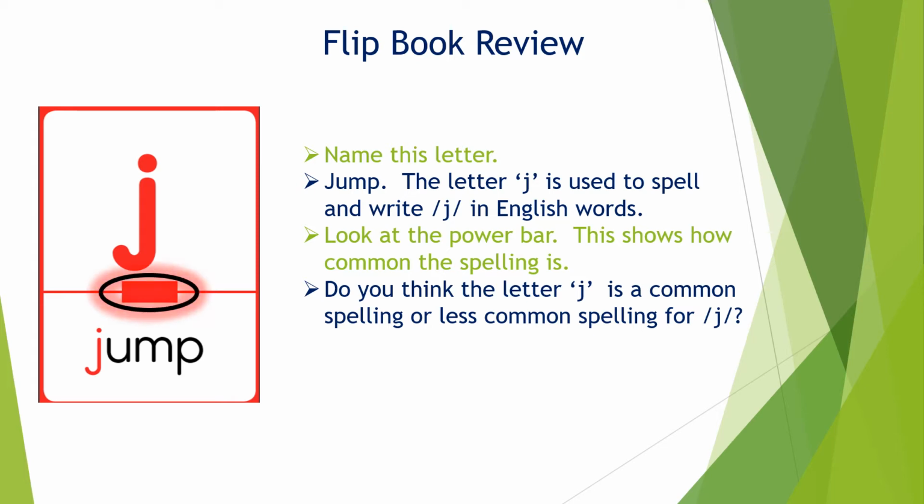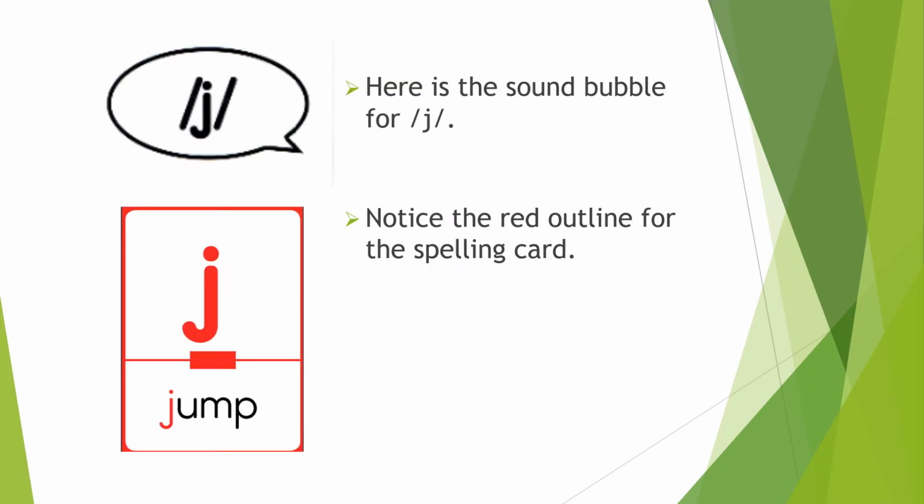Take a look at this power bar. This power bar shows how common the spelling J is for the J sound. The bigger the power bar, the more common the spelling. Do you think the letter J is a common spelling or a less common spelling for the J sound? J is a kind of common way to spell the J sound. Here is a sound bubble for the J sound. Notice the red outline for the spelling card.